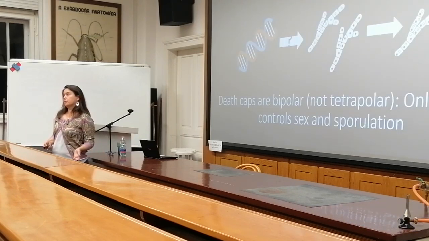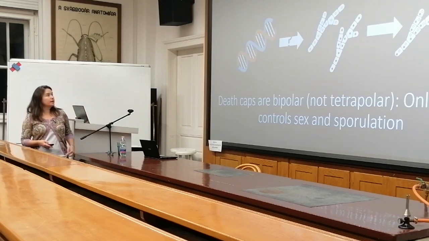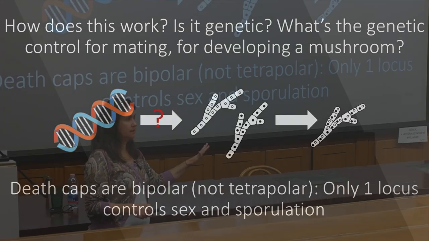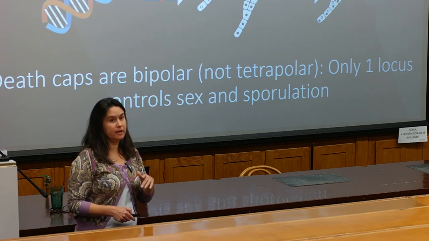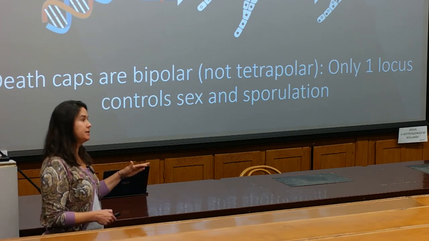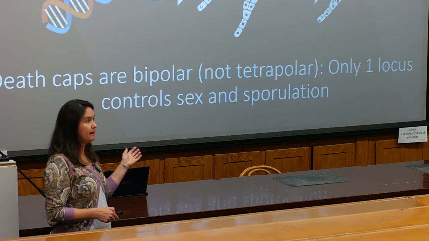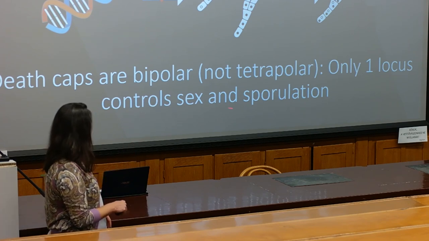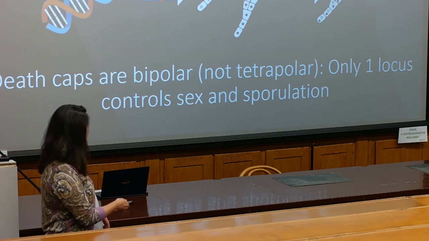So we have the genomes, and we wanted to ask, what's going on? Like, how does this work? Is it genetic? What's the control? And again, I'm not going to go too much into the details here, but what we found out is that death cap mating is controlled by one locus, not two loci, and that seems to be true for the entire genus Amanita, at least the genomes we have, five or six. So this is a clue. So there's only one locus that controls sex and sporulation.